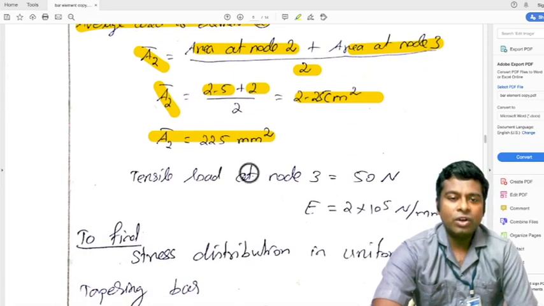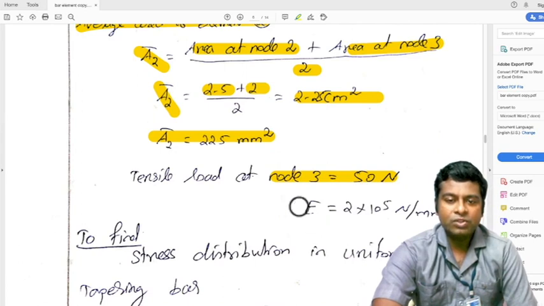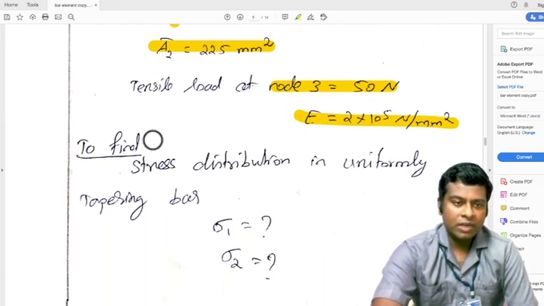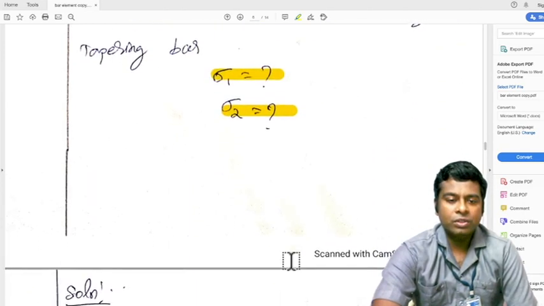The tensile load at node 3, because the axial tensile load acts at the smaller end, and that smaller end node is 3. Therefore, tensile load at node 3 equal to 50 Newton. Young's modulus for both elements is the same, that is E equal to 2 into 10 raised to 5 Newton per mm square. So in our question, the aim is to find the stress distribution in the uniformly tapering bar, sigma 1 and sigma 2 equal to what?